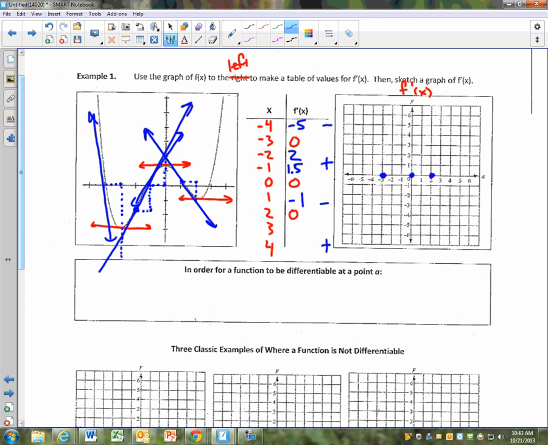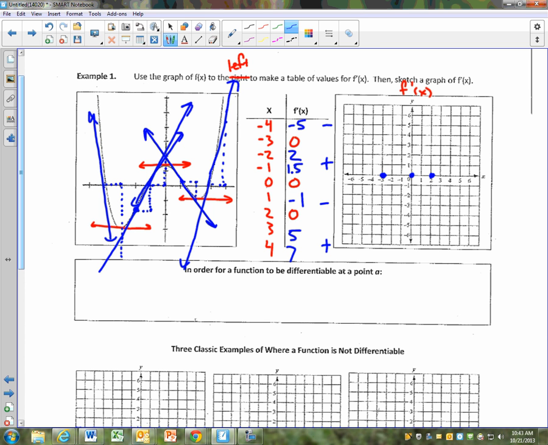And if I try to find f prime of 3, oh boy. Oh, that looks pretty steep, doesn't it? Over 1 and up, yeah, maybe like 5. And then 4 might be even greater, say 7, something like that. I would have a tough time even trying to draw that.